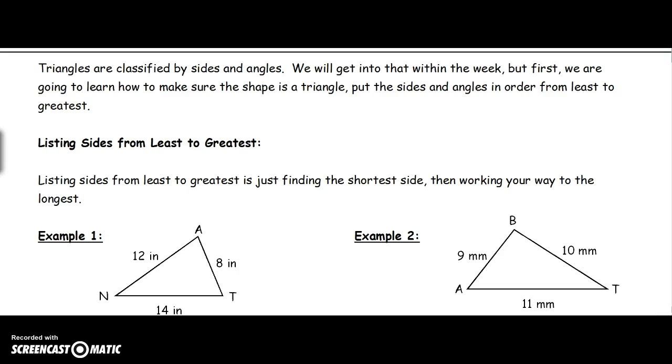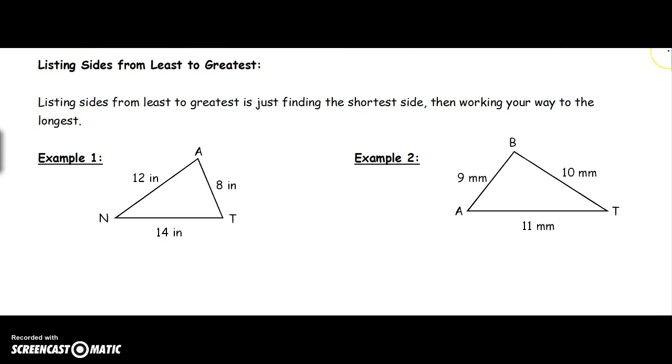So the first thing we're going to do is list sides from least to greatest. Basically, find the shortest side, that's the smallest side. In this case, AT right here is going to be the smallest side because it has the smallest measure. Then the second smallest side would be AN, and the largest side would be NT. Over here, same thing, look for that smallest side, it would be AB. Next smallest side is BT, and the last side is 11, which is AT.